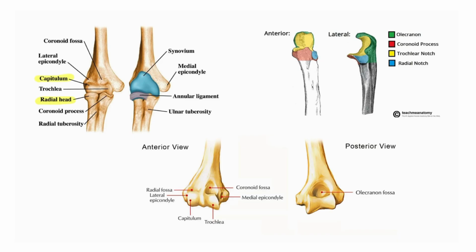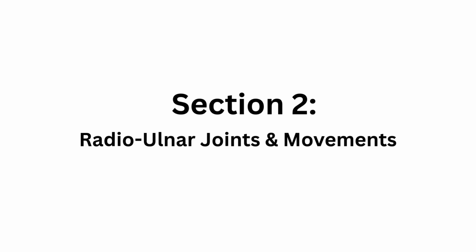Humeroradial. The head of the radius articulates with the capitulum of the humerus. Humeroulnar. The trochlear notch of the ulna articulates with the trochlea of the humerus. Olecranon interface. The olecranon process of the ulna fits into the olecranon fossa of the humerus posteriorly.